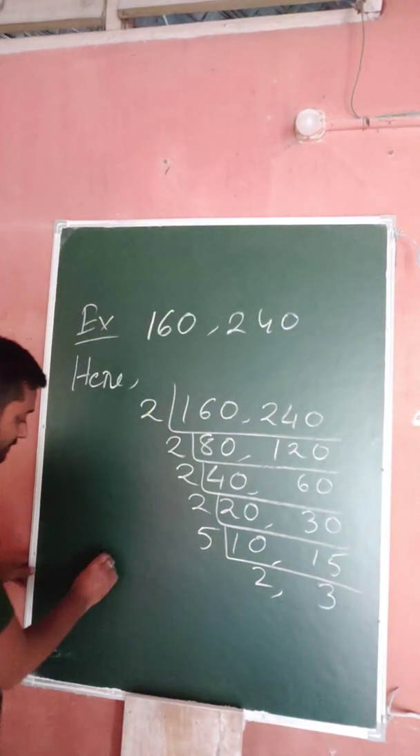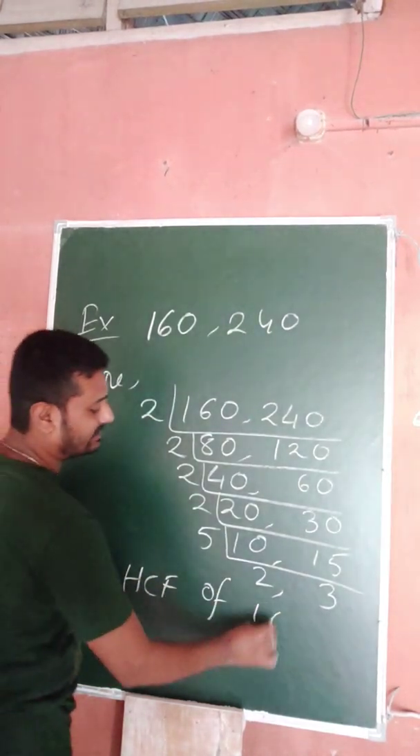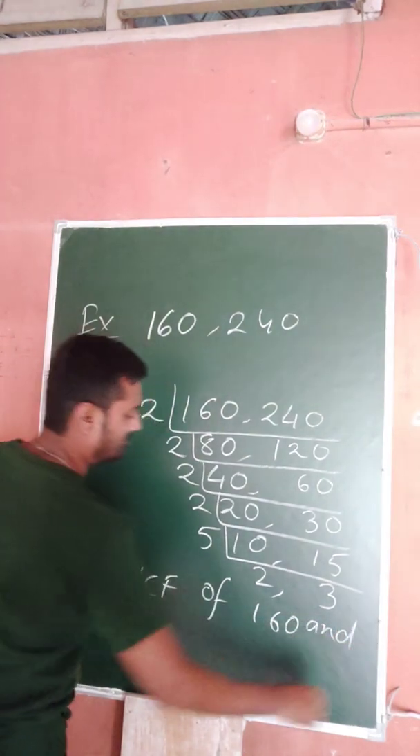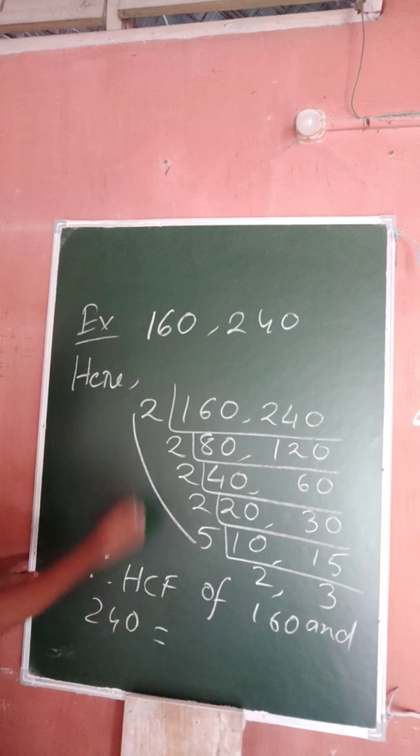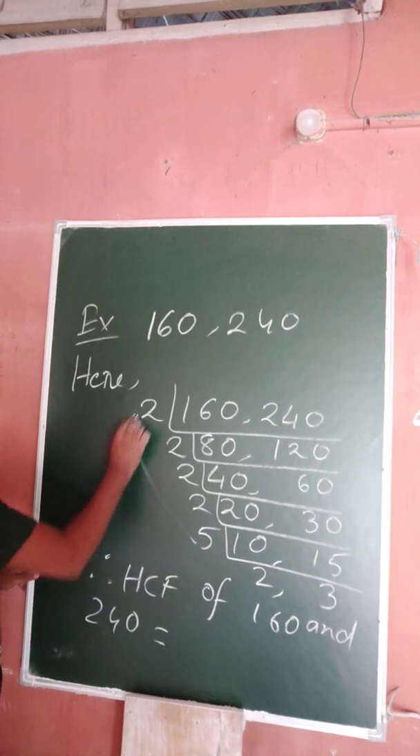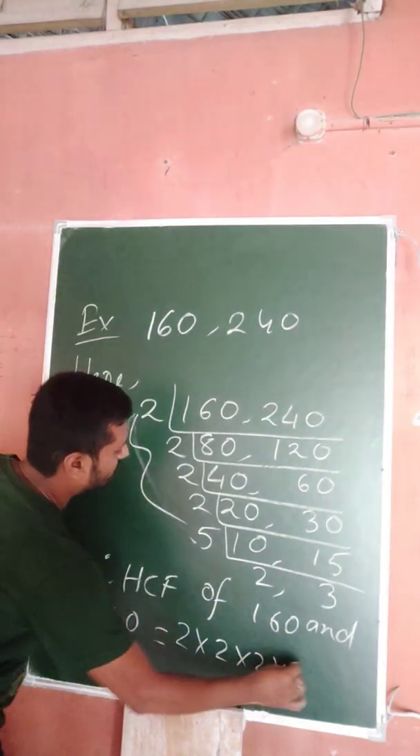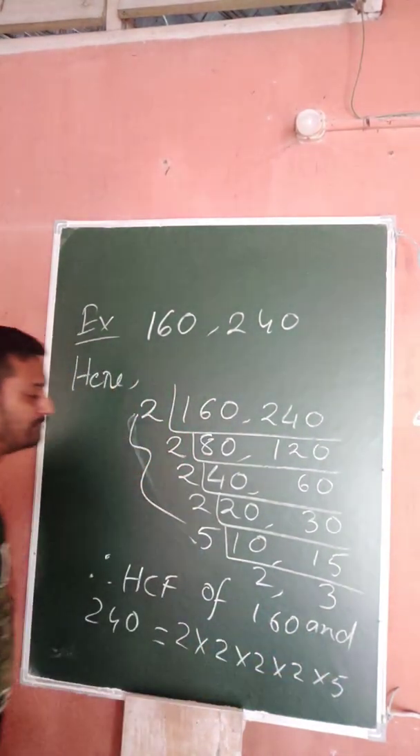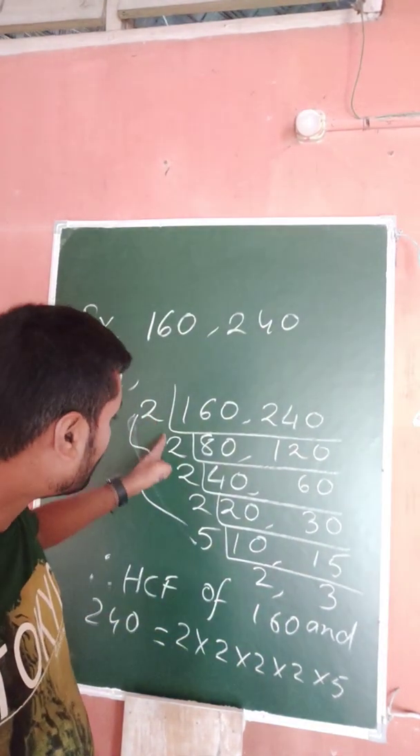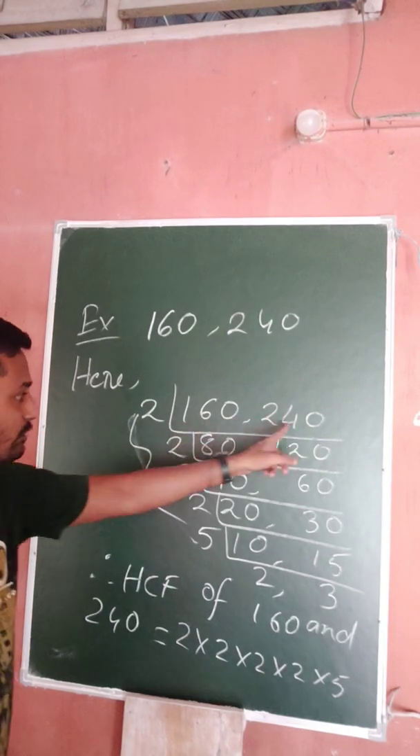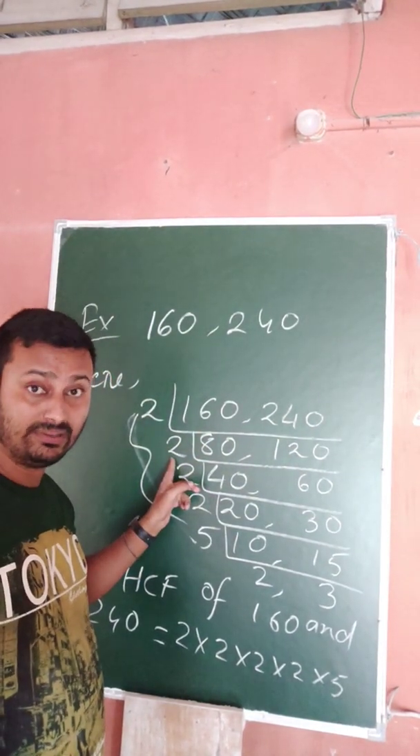So now look at this one. Therefore HCF of 160 and 240 is multiplication of these numbers. That means not this, all these numbers. Okay, that means 2 into 2 into 2 into 2 into 5. No need to multiply these two numbers. Okay, that means you have to multiply only the common numbers, because 160 and 240 were divided by 2. Again 80 and 120 divide by 2, that means 2 is common factor.